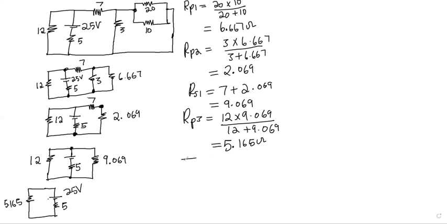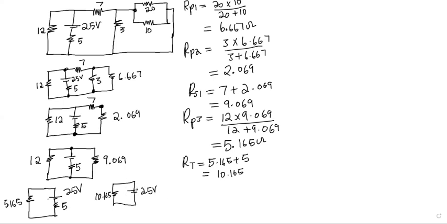So what is the total resistance? RT is equal to 5.165 plus 5 is equal to 10.165. Therefore, the final circuit is going to look like this. Remember, circuit reduction has to be left with one resistor and one supply. 10.165 there, my 25 V there. So now I have the final circuit.